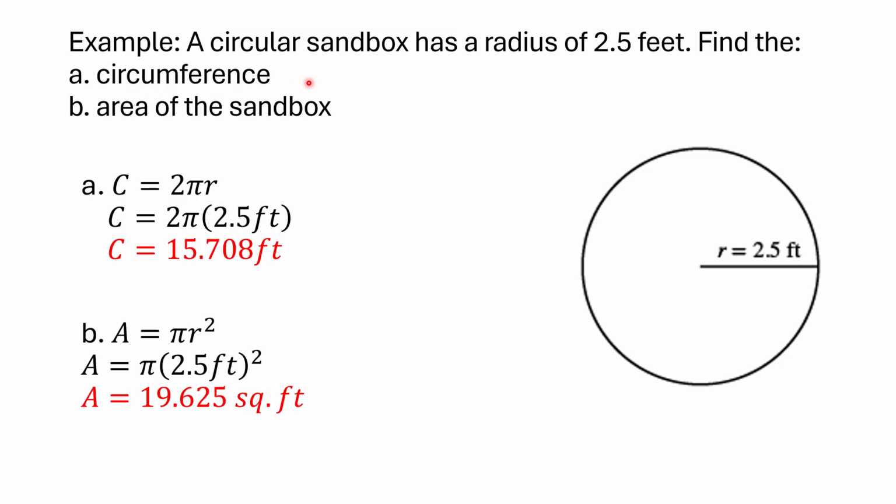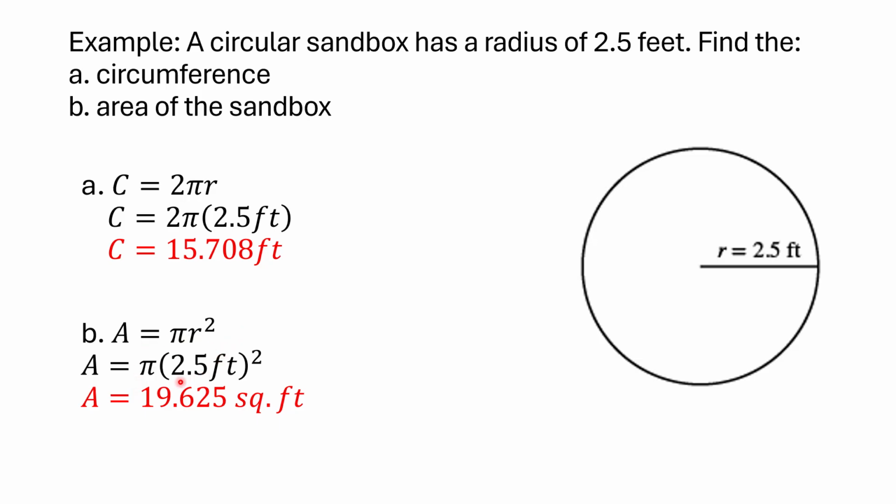Find the circumference and find the area of the sandbox. Okay, using the formula of the circumference equal to 2 pi r, substituting the given radius, which is 2.5. So we got c, the circumference, 2 pi times 2.5 feet, or c equal to 15.708 feet. So that's the circumference.